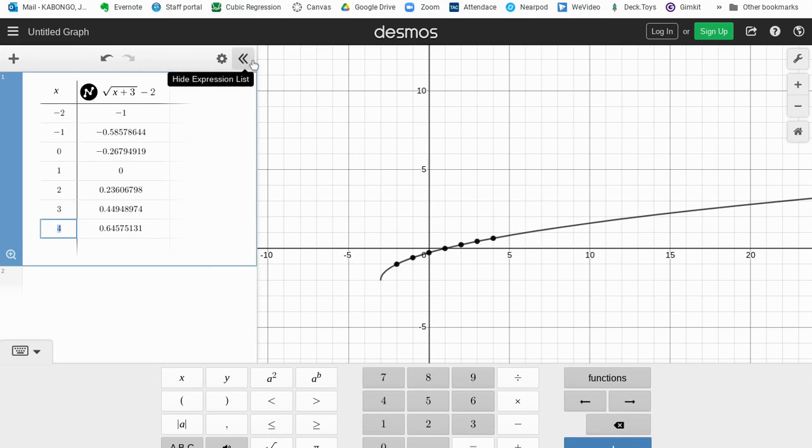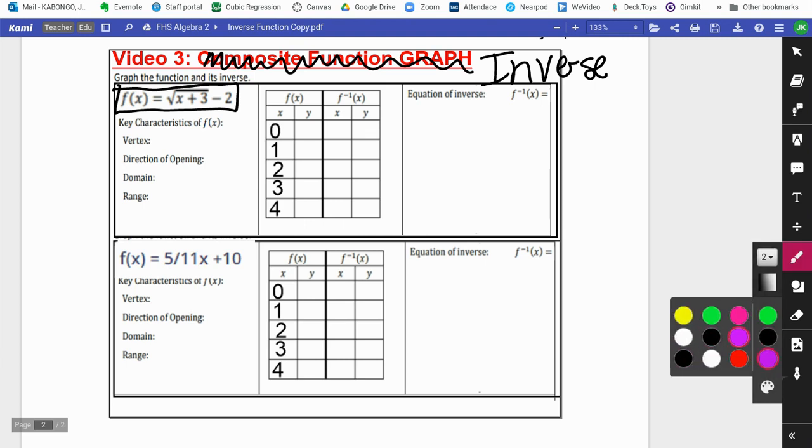So now with this table, you're going to go back to your Nearpod, or your paper is where you put your table. Are you ready? So you go back here, and then let's put these numbers in. I have it written down here, so I'm just going to write it down. For 0, it was negative 0.26. The next one for 1, it was 0. For 2, it was 0.23. For 3, it was 0.44. For 4, it was 0.64.